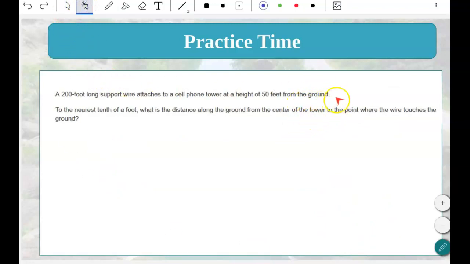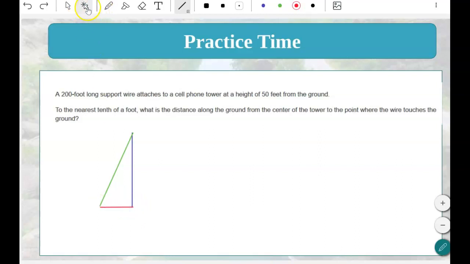Next one, a 200-foot long support wire attaches to a cell phone tower at a height of 50 feet from the ground. To the nearest foot, what is the distance along the ground from the center of the tower to the point where the wire touches the ground? All right, so we're going to have our cell phone tower. There's our cell phone tower. And it says that there's a wire that attaches at a height of 50. So I'm just going to put it here. There's our wire.